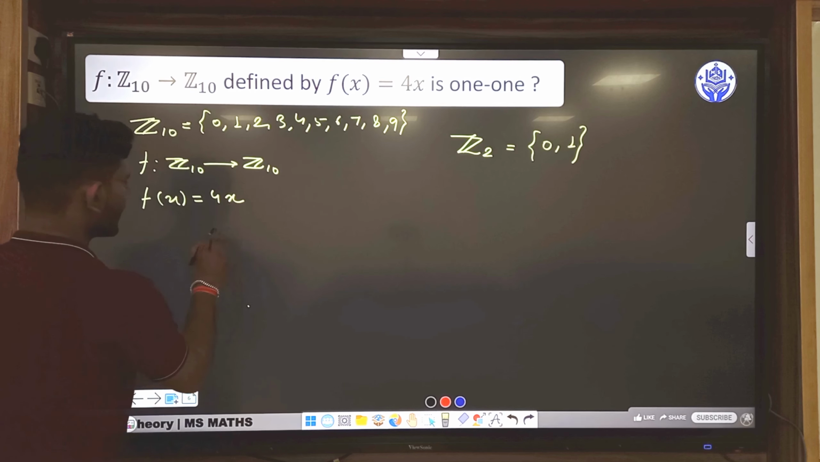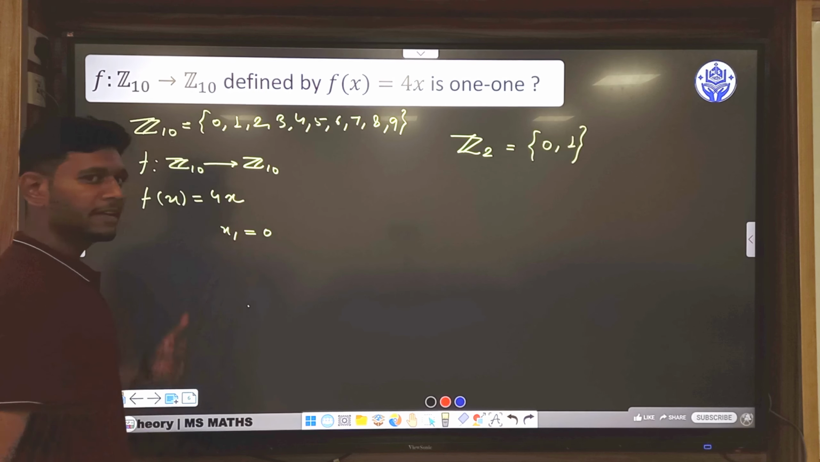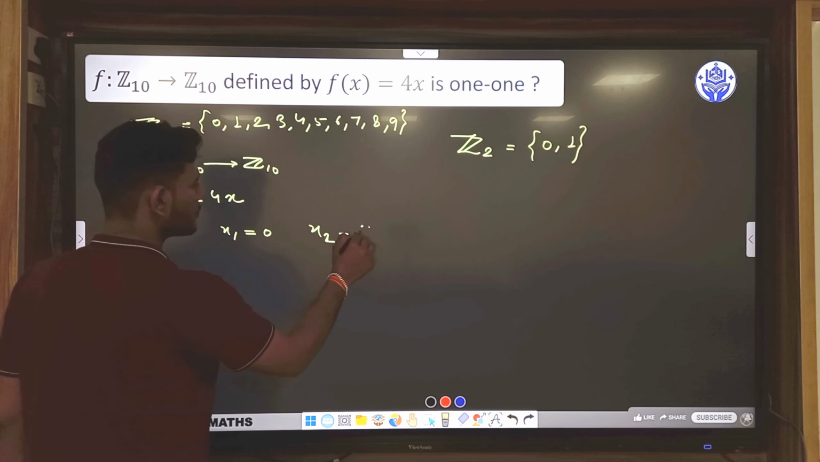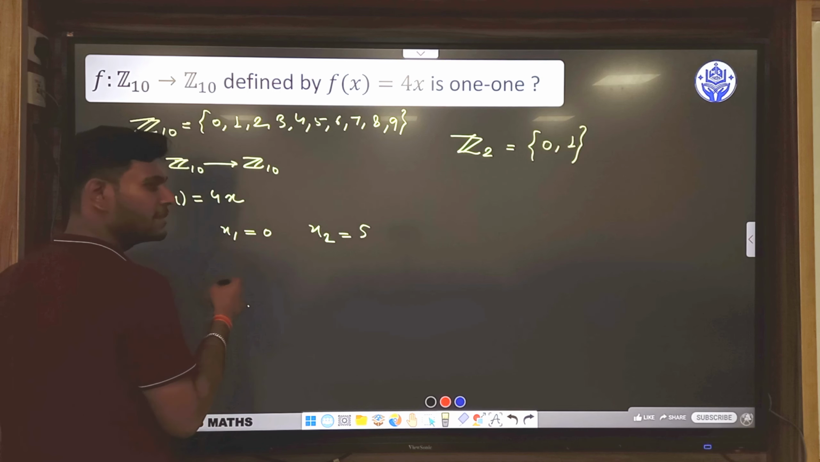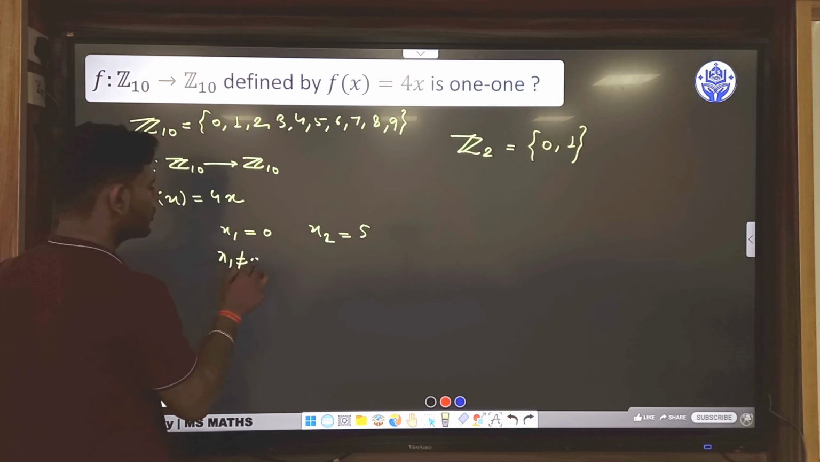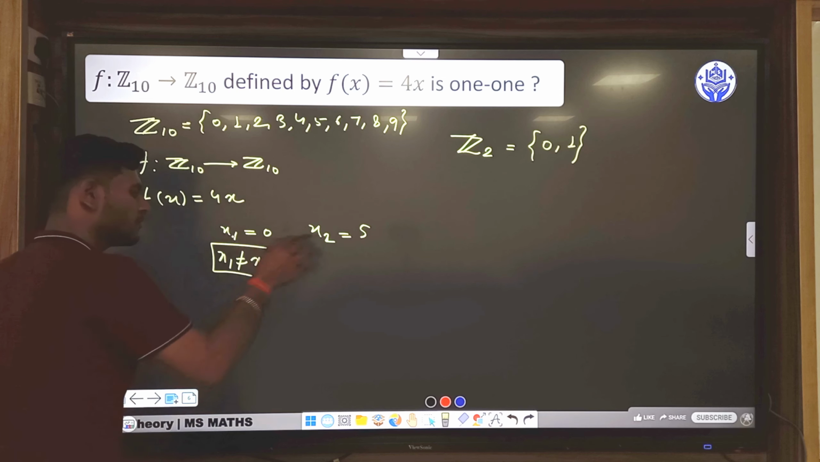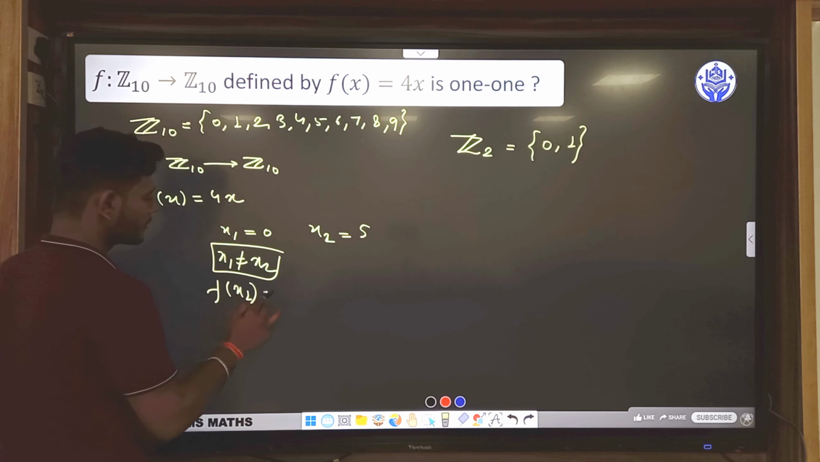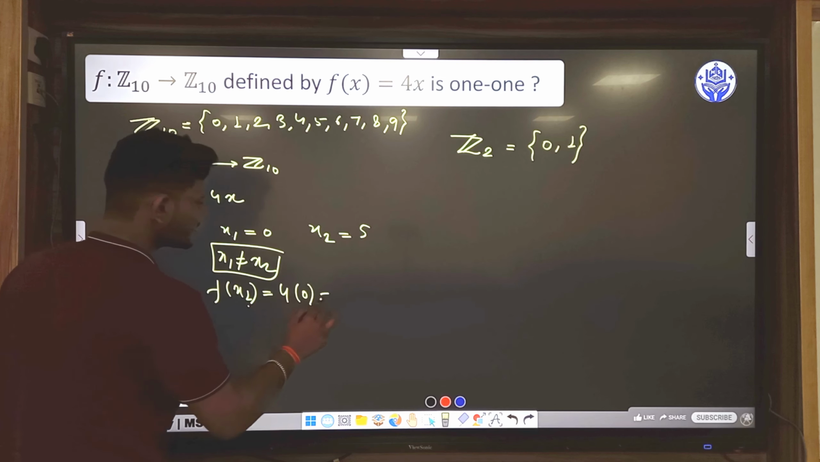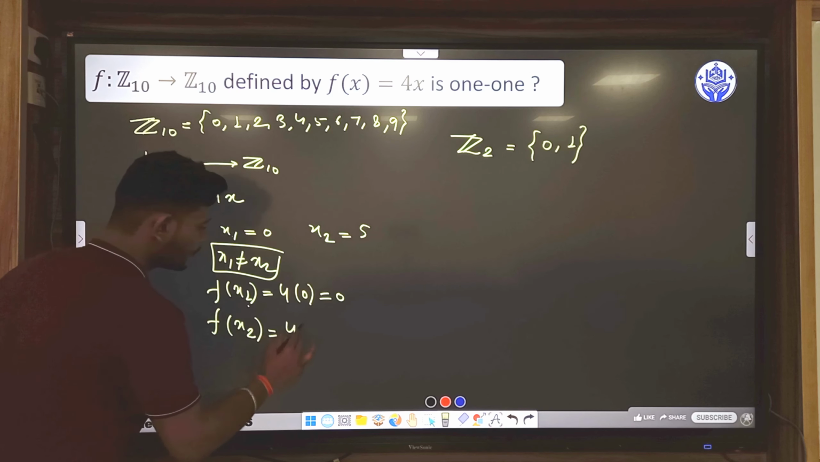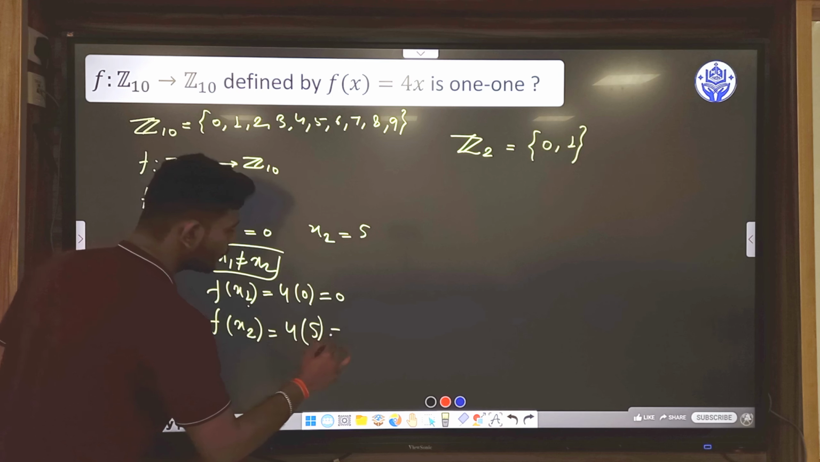Let's say my x1 is equal to 0. From the definition, if my x1 is equal to 0 and my x2 is equal to 5, then f of x1 should not equal f of x2, because x1 is not equal to x2. Now what is f of x1? It means 4 into 0, that is 0. Now f of x2, what is it? 4 into 5, it is 20.